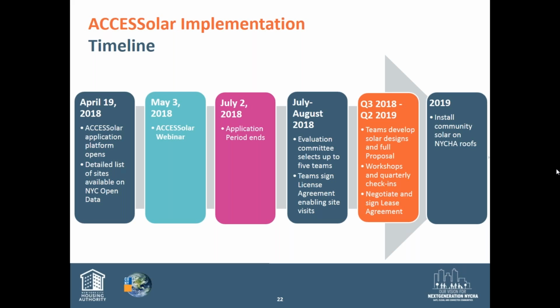I can jump in and answer. We currently have about 325 roofs on 65 developments, and these are the only sites that we're offering for ACCESSolar right now. One of the important things to note is a lot of our roofs need to be replaced, are planned on being replaced in the next 10, 15 years, and we really are prioritizing sites where we're not expecting to have any roof replacement or where there aren't other conflicts.